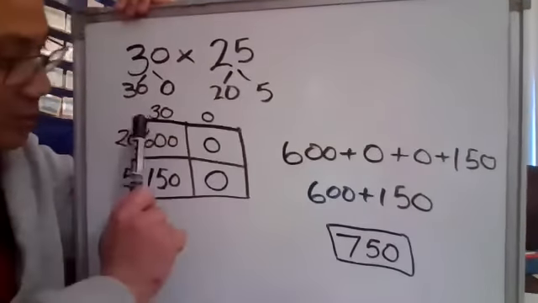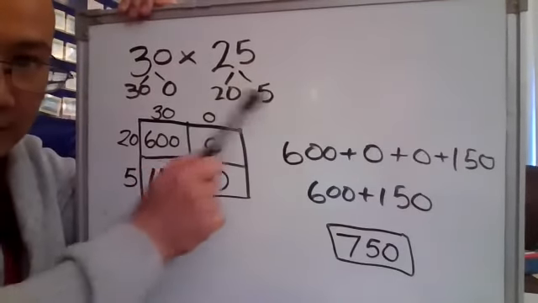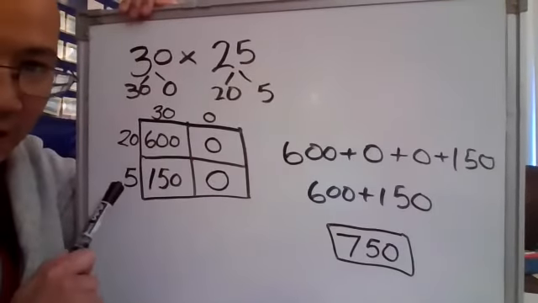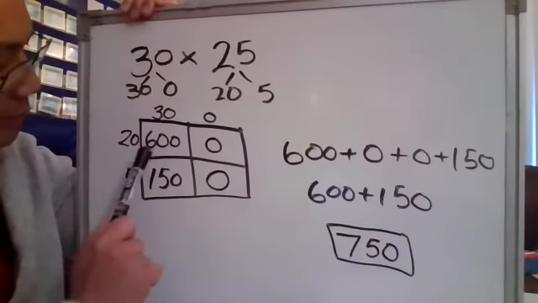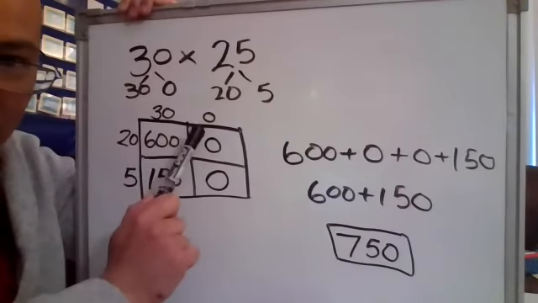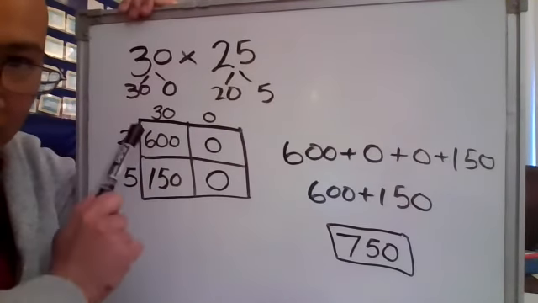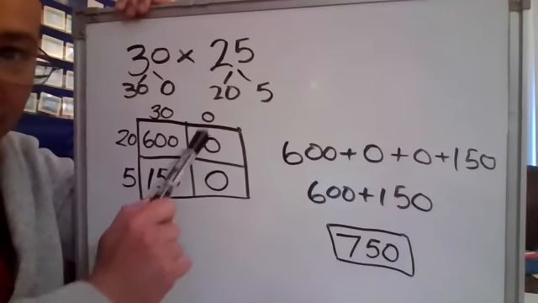Now I place my numbers. 30 and 0, check. Second number, 20 and 5, check. Now I multiply. 30 times 20 is 600. 20 times 0 is 0. 30 times 5 is 150. 5 times 0 is 0.